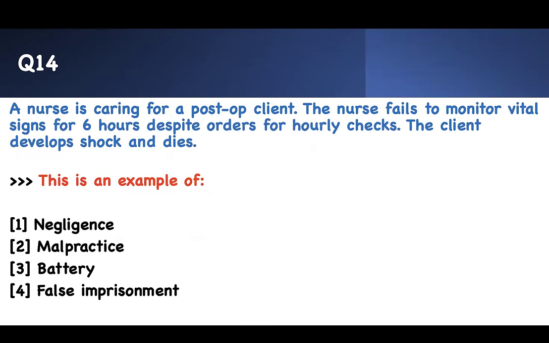A nurse is caring for a post-op client. The nurse failed to what? Monitor vital signs. When you fail to do something, that's what? Negligence. Despite orders for hourly checks.